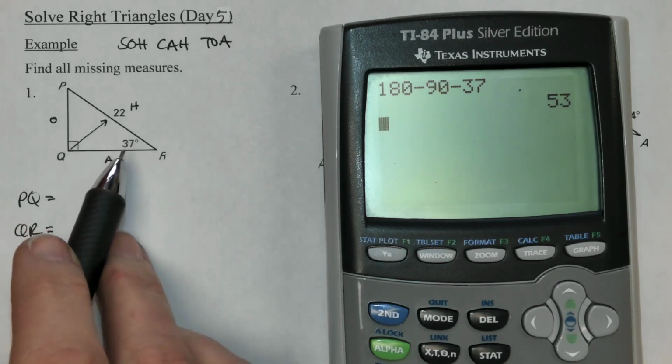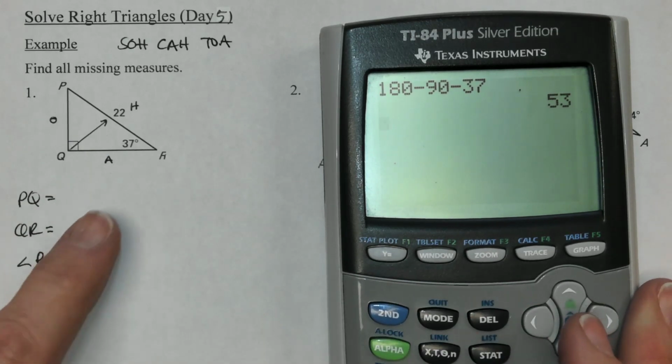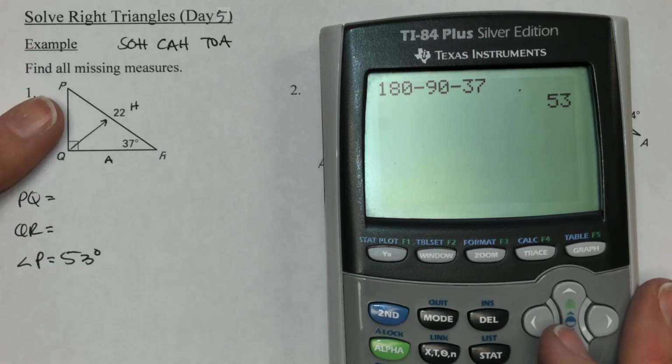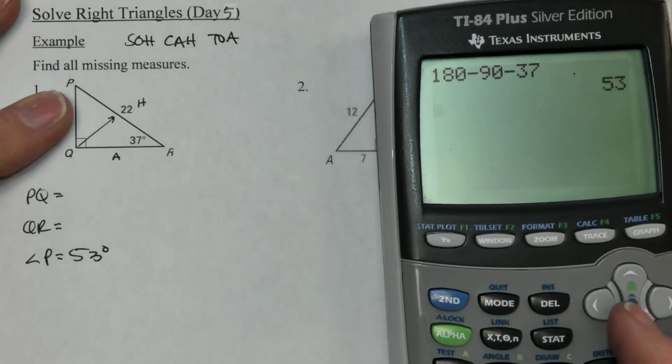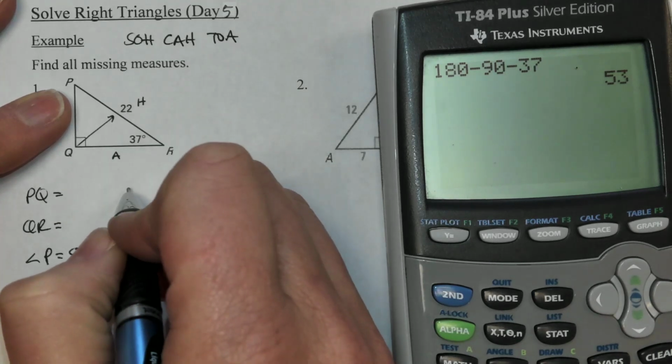So in the picture I got the 37. We identified that that's opposite. This is adjacent. And we're just going to pick one of these letters to solve for, either O or A. Really doesn't matter. So I'll just cover up O and we'll do A first. So I've got an A and an H left. That means I'm using cosine.